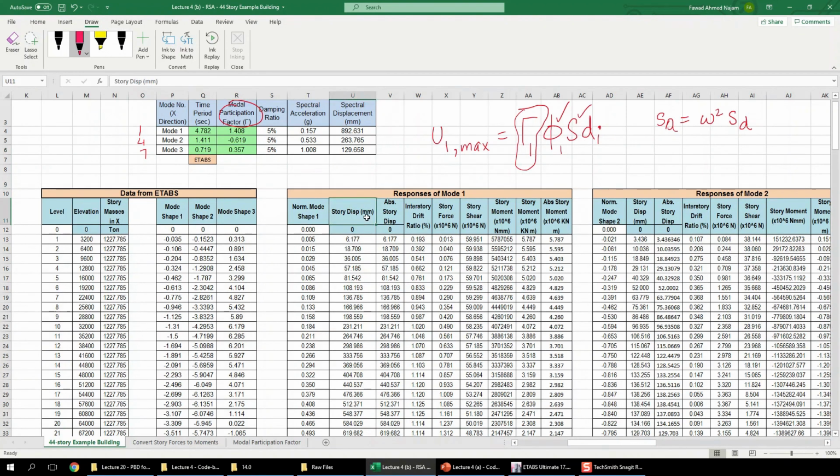Now we will calculate the story displacement, which is the response of mode 1. This vector is U1 max basically. You check the formula. What we have done here is that we have multiplied three things: the modal participation factor, the normalized mode shape in this first column, and the spectral displacement. Again I am converting from spectral acceleration by using this expression. This gives us this whole column, which is the story displacement for the first mode.